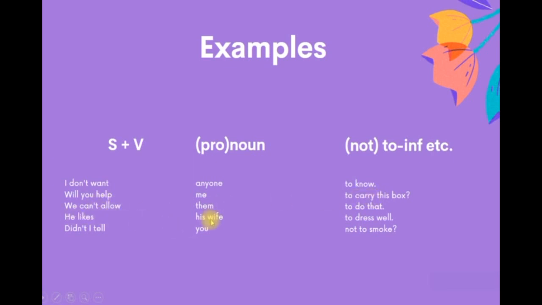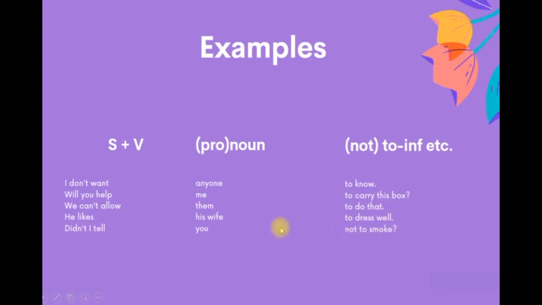He likes his wife to dress well. This is the fourth sentence. He here is the subject, and then followed by likes as the verb, and then followed by his wife. This is the noun, where his is the possessive adjective and wife is the noun. To dress well: to dress is the to infinitive and well is the adverb.